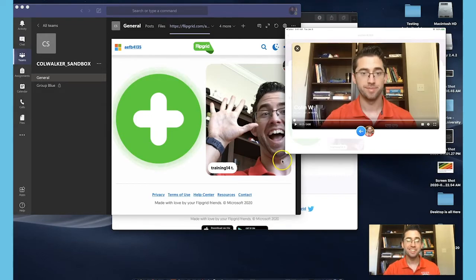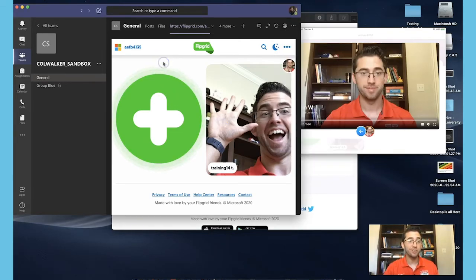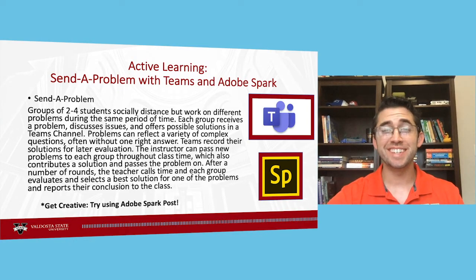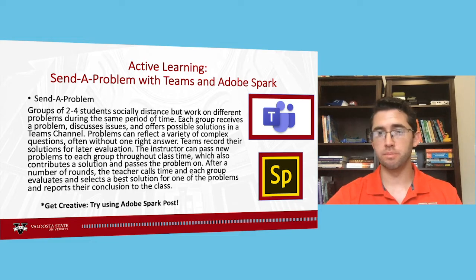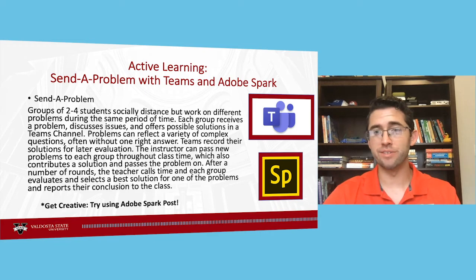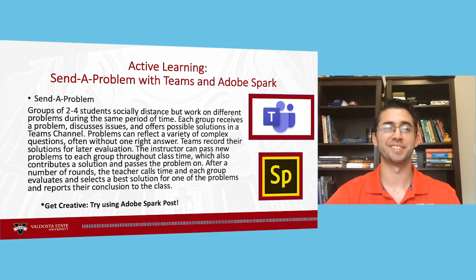So this is a neat tool that you could probably use in some of your classes, and then you could even extend it into homework as well. I strongly recommend it. So now let's take a look at another active learning activity. And this one is titled Send a Problem. For this one, we're going to use Microsoft Teams, and I'll also demonstrate how you could use what's called Adobe Spark as well. These are both tools that are freely available to our students.